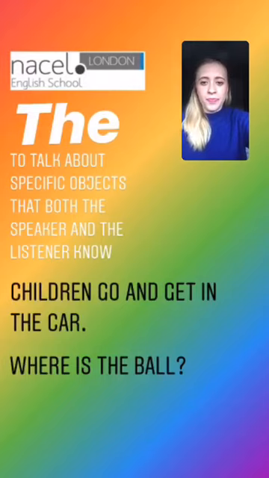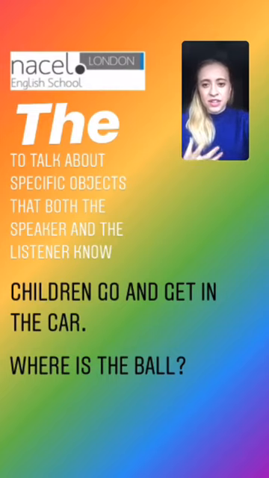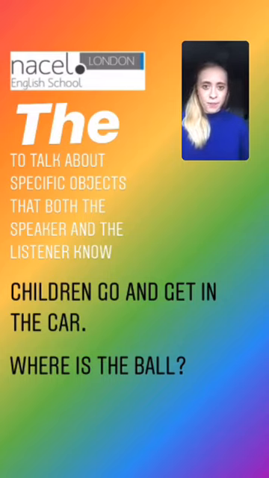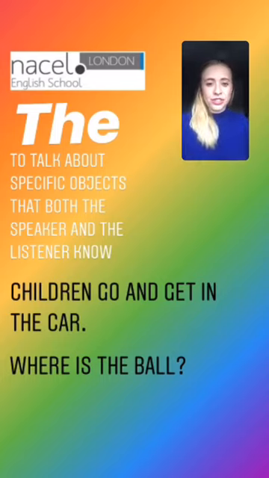How we use the. Okay, so we use that to talk about specific objects that both the speaker and the listener know. Okay, so for example, my example is children, go and get in the car. Me as the speaker and the listeners, the children, all know which car. Okay, we know that there is one car, the family car, and they are going into this car. Both people know which object is being spoken about.